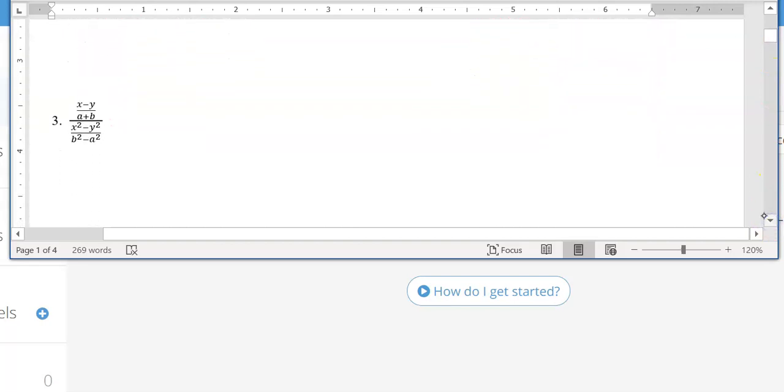Okay, here's another division problem, just like the previous one. We're dividing by this fraction, so that means we're going to have to flip it over and turn it into multiplication. And we still factor everything that we can. So this problem really could be rewritten as times b squared minus a squared over x squared minus y squared. So dividing really becomes multiplication by the inverse.